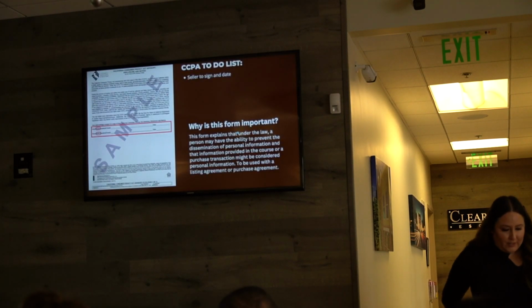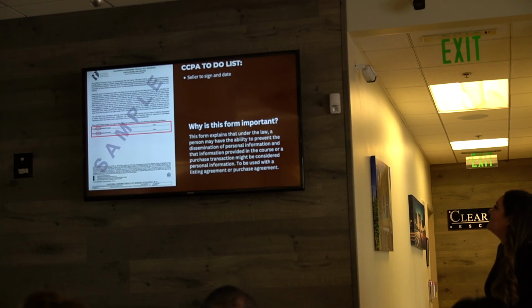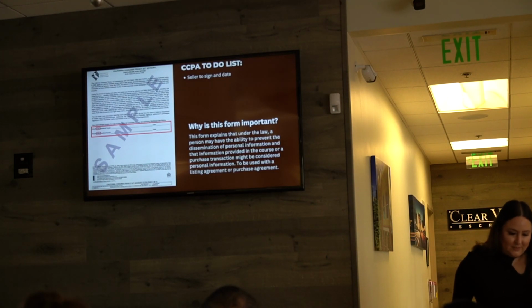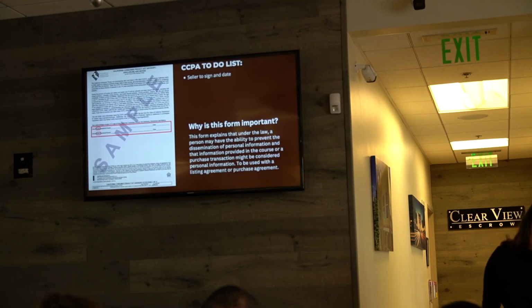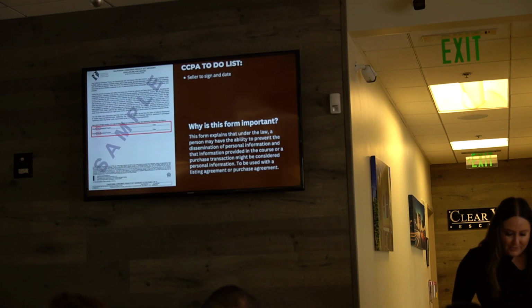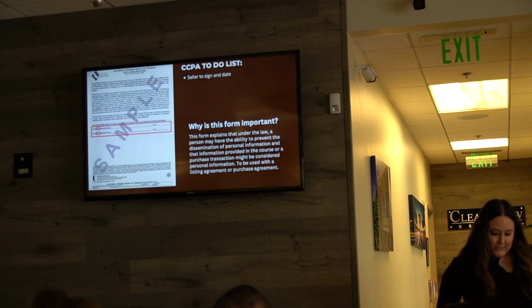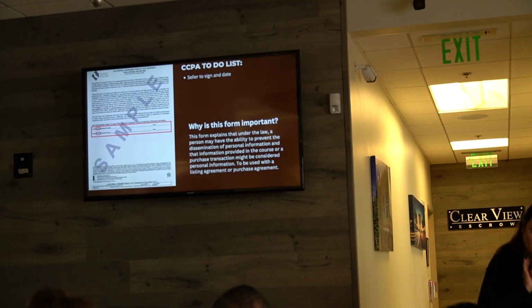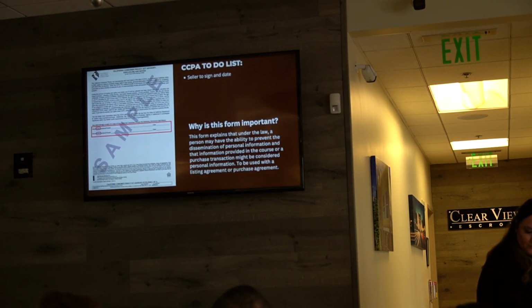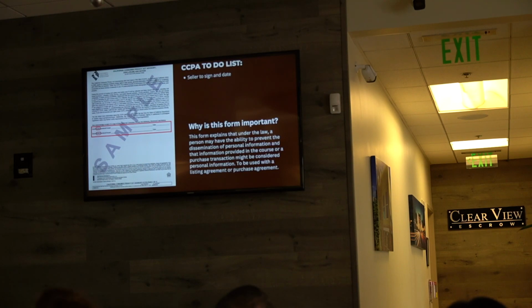This one's new, newish. It's the CCPA, kind of a handful, California Consumer Privacy Act Advisory. This one just explains to your consumer how we protect their personal information, to think about who they're giving their personal information to. And they're going to be giving us personal information. Of course, we have to safeguard it the best way we can.